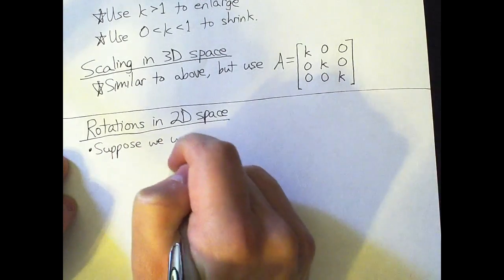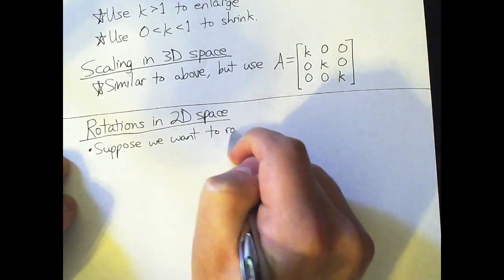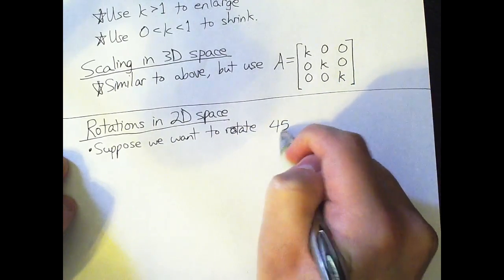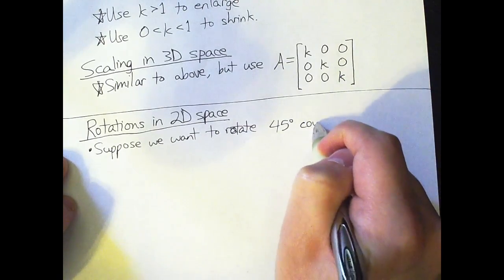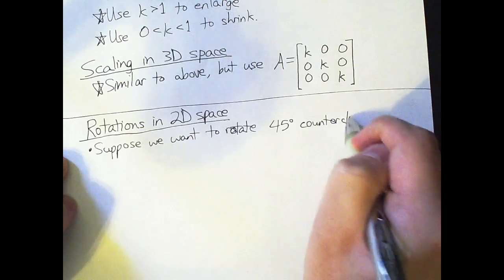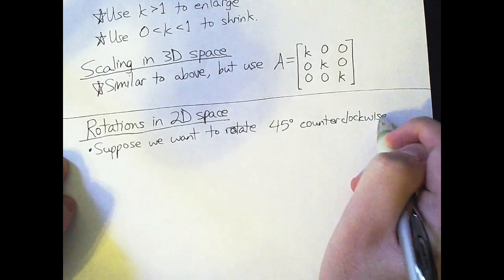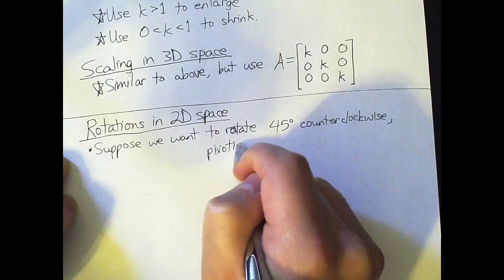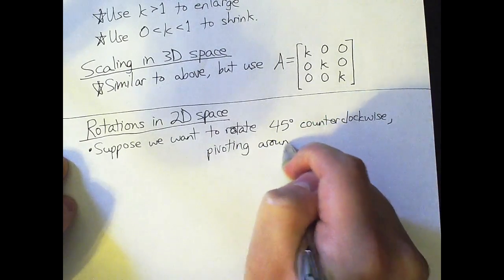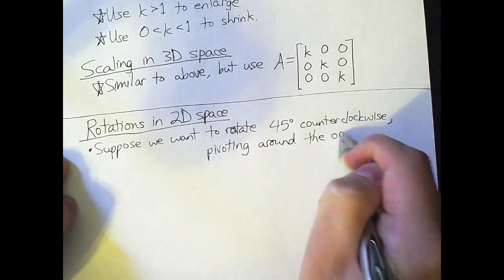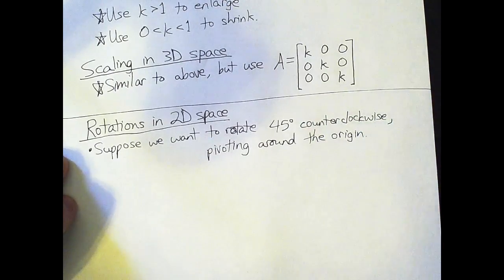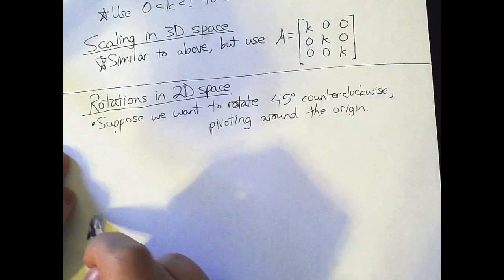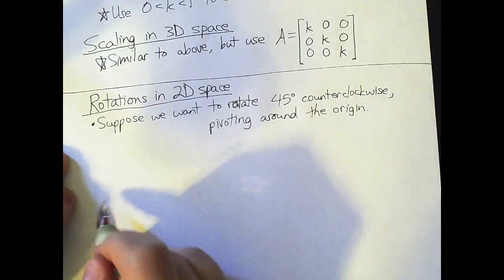Let's start by saying, suppose we want to rotate an object. Let's say 45 degrees counterclockwise. This is just one example of rotation. And let's say we will do this pivoting around the origin, because when you rotate something, you need to kind of have a pivot. So I'll draw a picture of this. In fact, I think I'll draw this one as two separate pictures.